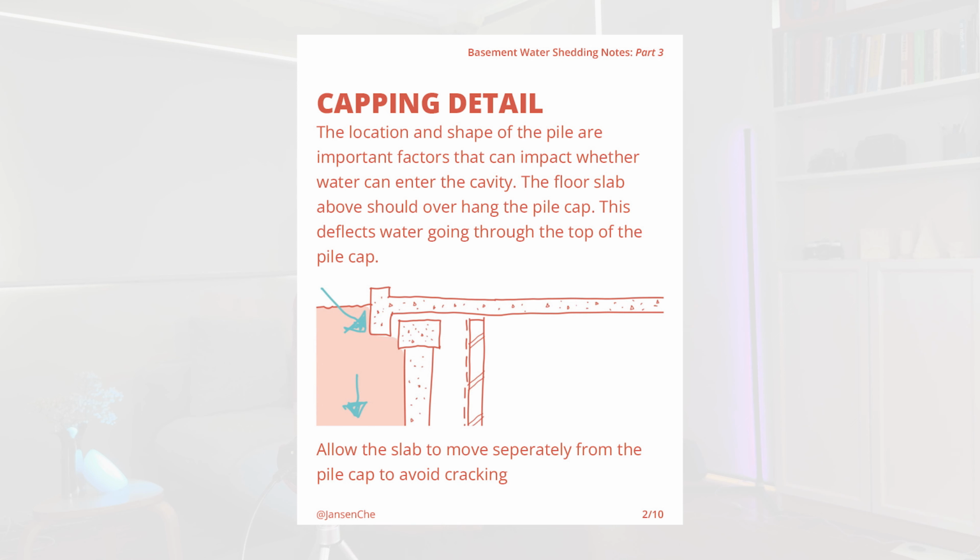And to end this video, here are a few more best practice tips to minimize water entry. The capping detail. The location and shape of the pile capping are important factors that can impact whether water can enter the cavity. The floor slab above should overhang the pile cap. This deflects water going through the top of the pile cap. And allow the slab to move separately from the pile cap to avoid cracking.